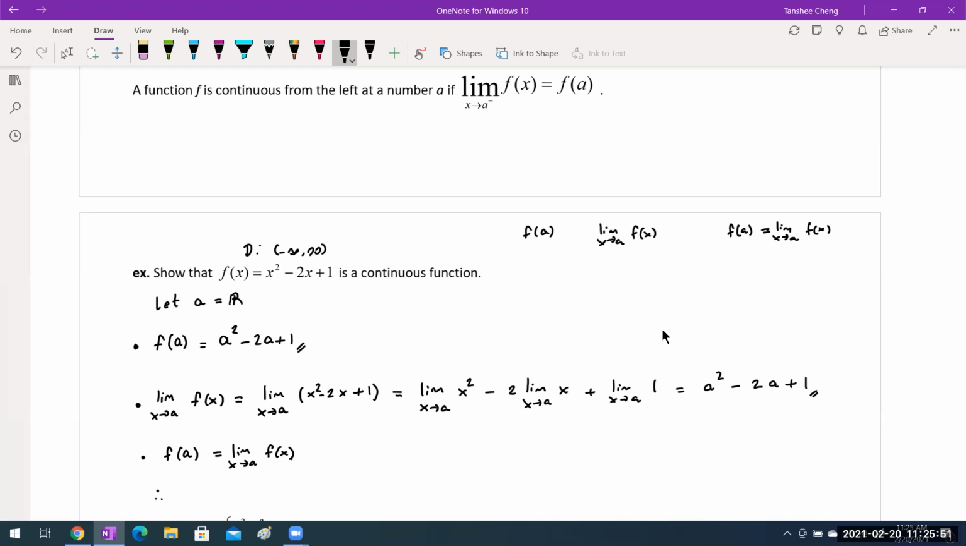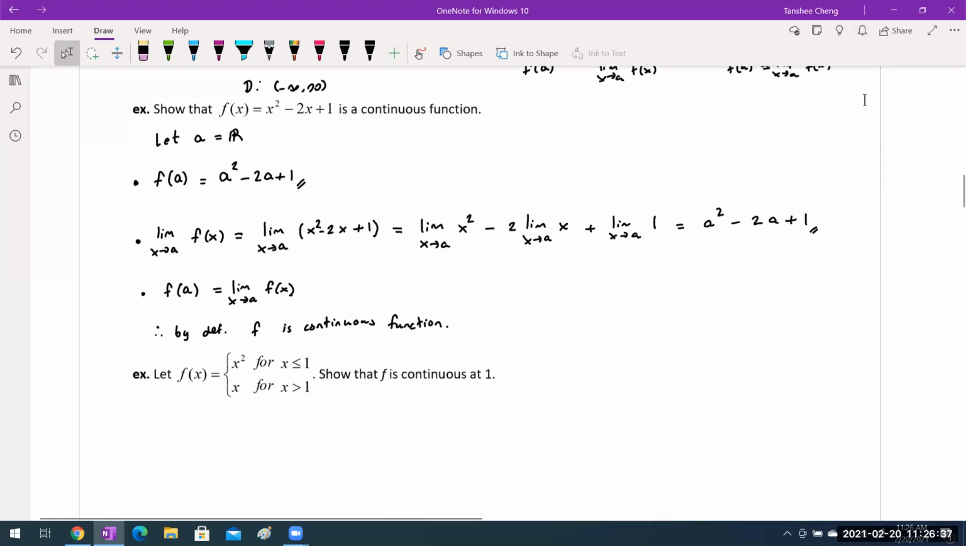Therefore, now I can conclude by definition that f is continuous everywhere. So it is a continuous function.